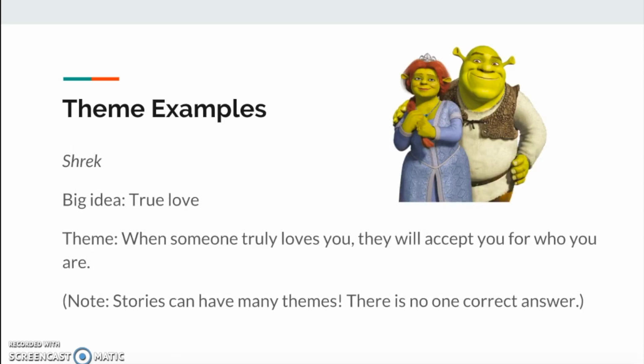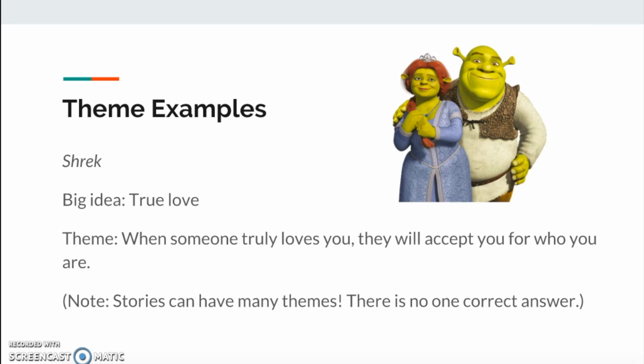For example, if you take the movie Shrek, a big idea explored in the movie would be true love. And if I think about what opinion that movie is expressing about true love, then I think the theme is when someone truly loves you, they'll accept you for who you are. Now notice my theme is expressed as a complete sentence. It's not just a couple of words. I didn't specifically mention Shrek, Fiona, Donkey, or anything specific to the story here. This is something that could apply to just about anyone, so it has all the characteristics of the theme.